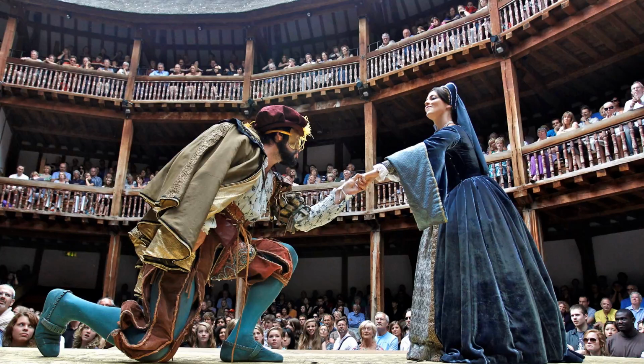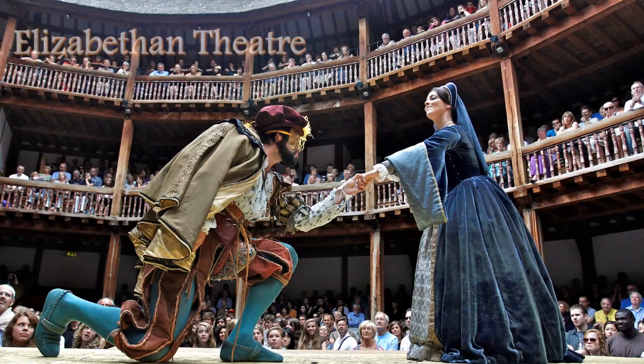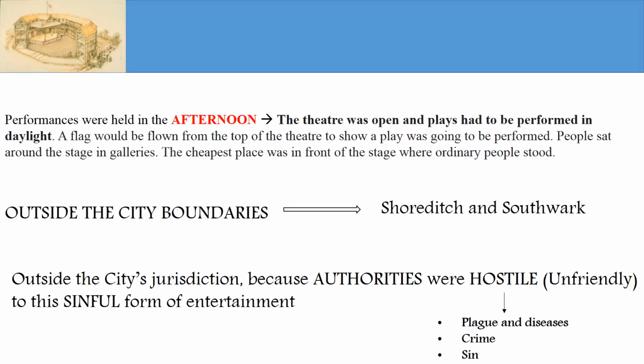Here we are seeing a glimpse of a scene performed in Elizabethan theatre. Performances were held in the afternoon. The theatre was open and plays had to be performed in daylight. The flag could be flown from the top of the theatre to show the play was going to be performed. People sat around the stage in galleries. The cheapest place was in front of the stage where ordinary people stood.